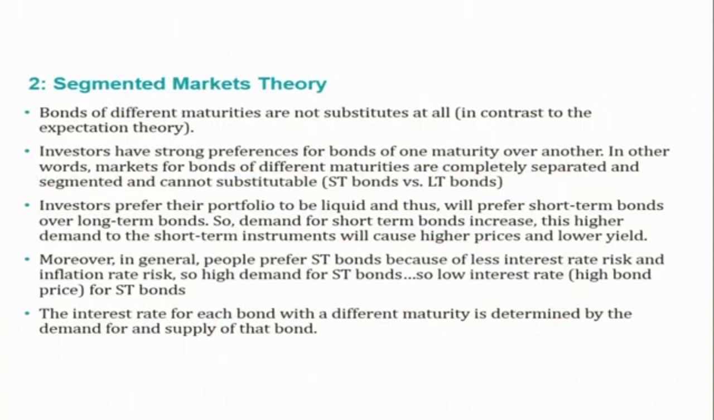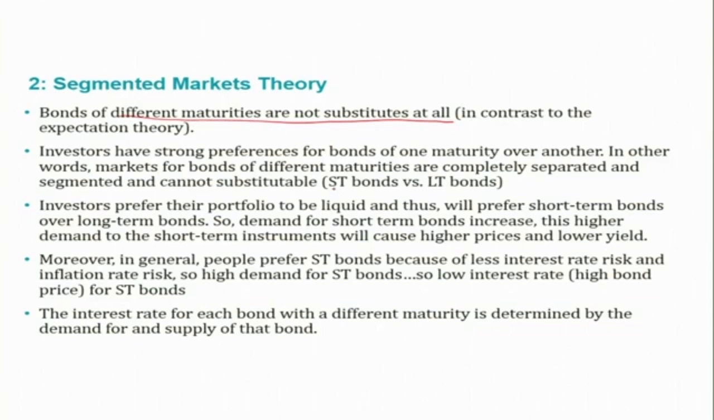Because of this, let us move to another theory called segmented markets theory. In this theory, the main assumption is that bonds of different maturities are not substitutes at all, in contrast to the expectation theory, where we assumed that there is no preference between bonds of one term as compared to another term. But in market segmentation theory, we say that bonds of different maturities are not substitutes at all. That means investors have strong preferences for bonds of one maturity over another. In other words, markets for bonds of different maturities are completely separated and segmented and cannot be substituted.